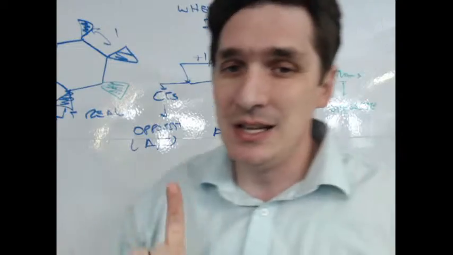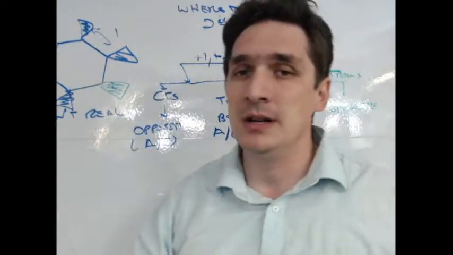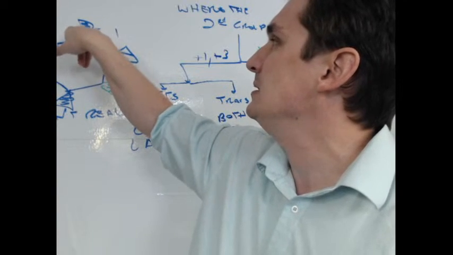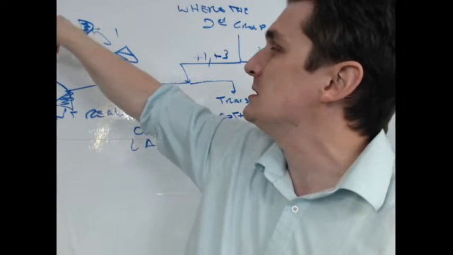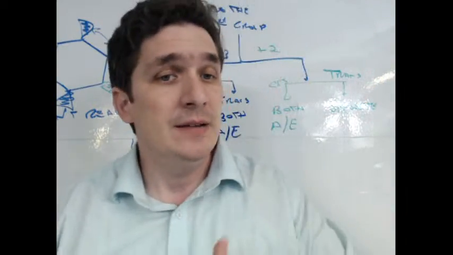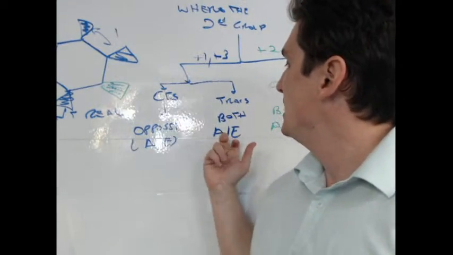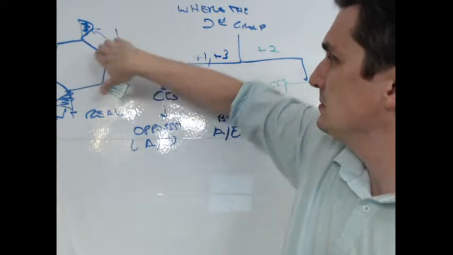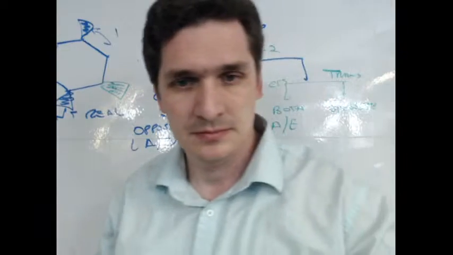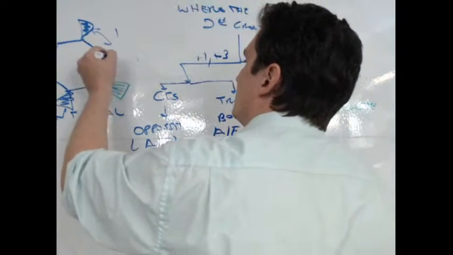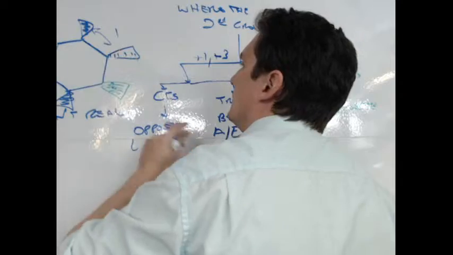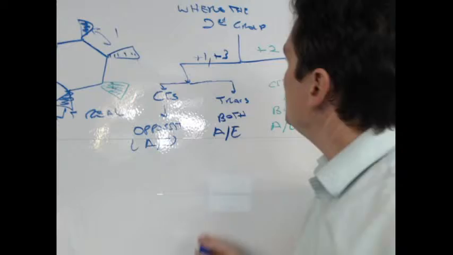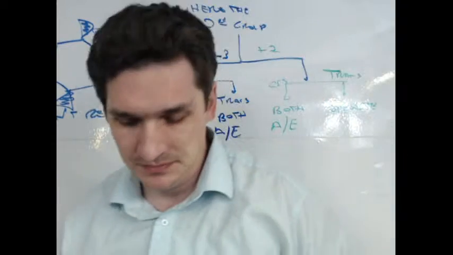So if they're cis and they're 1 or 3 apart, they end up alternating axial, equatorial. So if this one's axial, this will end up being equatorial. If they're trans, they're the same. So if I were to draw a dash here, if this is axial, this is axial. This is equatorial, this is also equatorial. And it just flips if they're between the two.